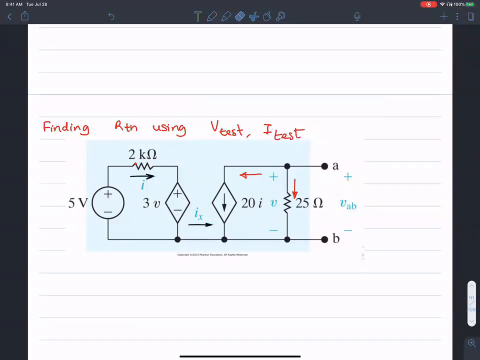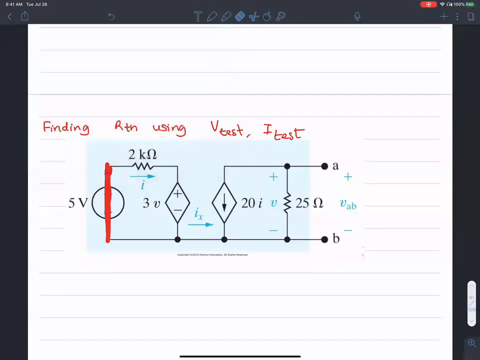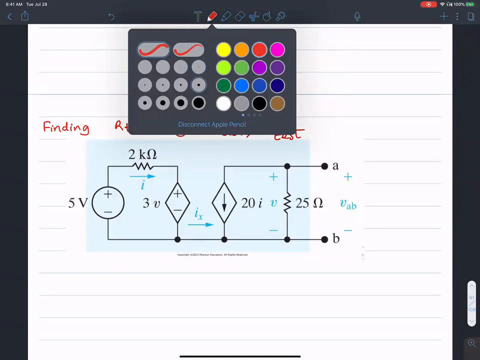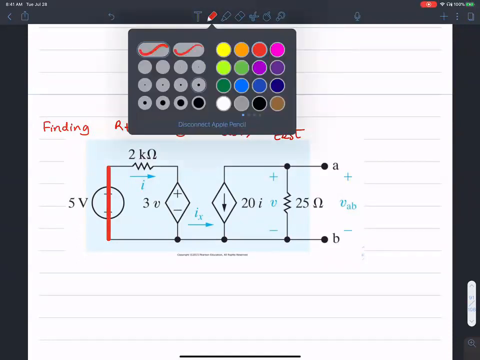It's not straightforward to find the value for R Thevenin just by deactivating the voltage source. Earlier, we deactivated the voltage source, and that simplified the circuit to not have any more sources, right? But that's not the case here. Even when I deactivate this voltage source, there are still some dependent sources that are intact. And so I simply cannot apply the deactivation method alone. That's not enough.